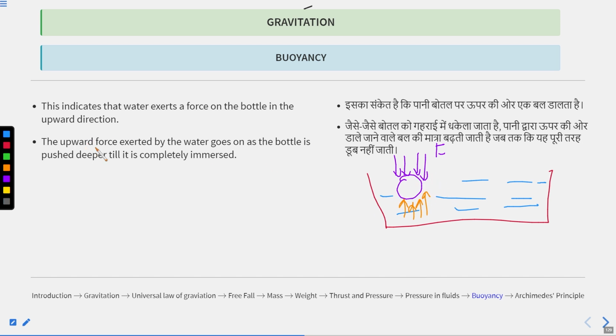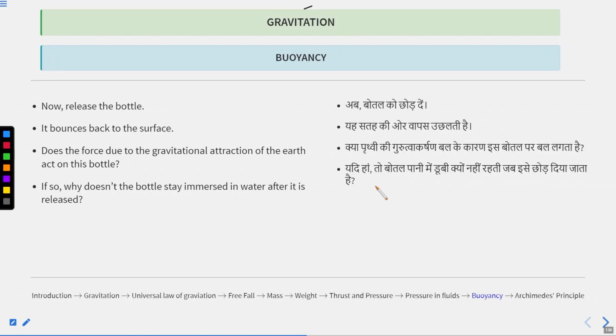Okay, the upward force exerted by water goes on increasing as the bottle is pushed deeper, till it is completely immersed. Now release the bottle. When you stop applying force on the object, what will you see? If you stop applying the force on the ball, what will you see? The ball will bounce back to the surface.